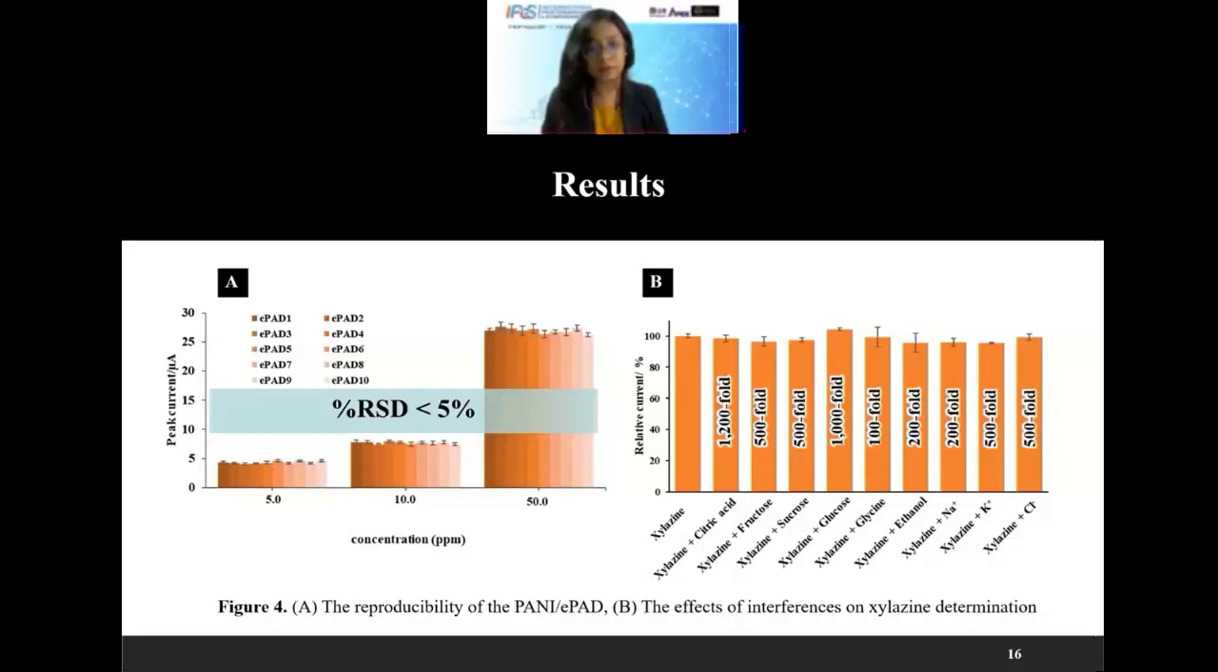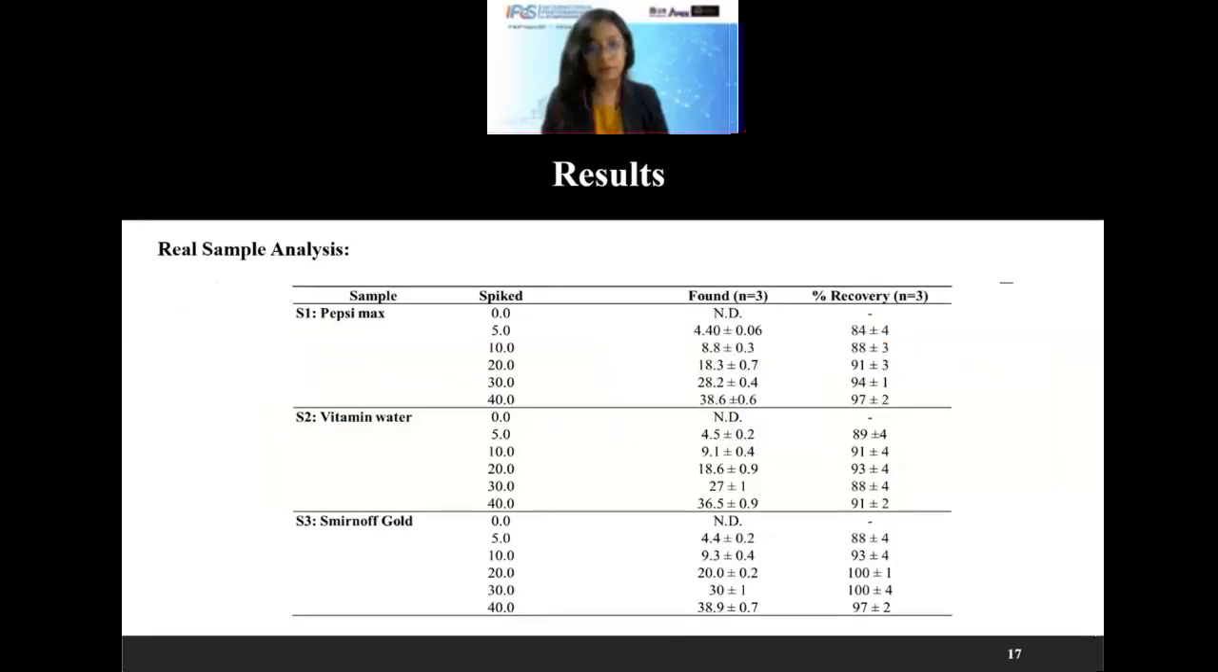And the effect of interference on xylazine determination with the developed electrochemical sensor was evaluated by measuring various interfering compounds that might be present in the beverage sample. The result in Figure B indicates the good anti-interference property of the proposed device. The practicability of the developed sensor was demonstrated by measuring the level of xylazine in beverage samples spiked with standard xylazine. This sensor displayed good recovery in the range from 84 to 100%.